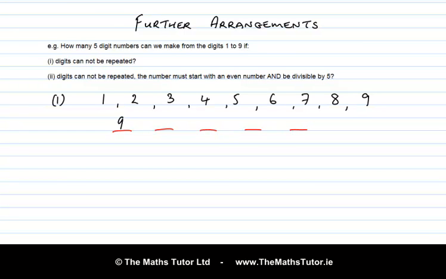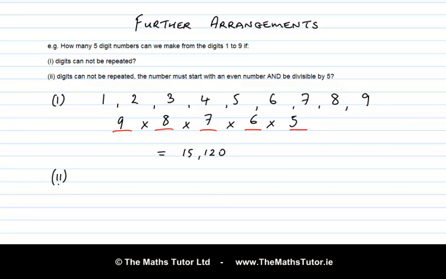For the second slot, well, we can't repeat, so whichever one we've used before, we can't use it again. So we've only got 8 choices at this stage, and then 7, then 6 left, and then 5. So remembering the fundamental principle of counting, we have 9 by 8 by 7 by 6 by 5 possible arrangements. And if we work that out on our calculator, we get a total of 15,120 different arrangements or permutations.